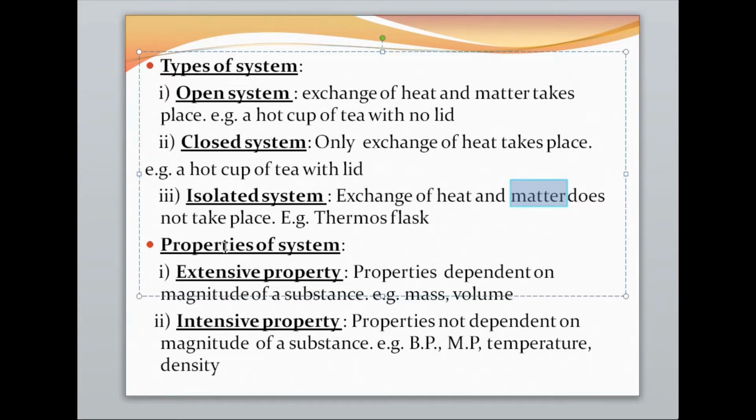Next is properties of a system. Now, what are the properties? There are two types of properties. One is extensive property and the other one is intensive property. In extensive property, properties are dependent on the magnitude of a substance. Example, mass and volume. For example, if I say 10 grams, 20 grams, so what am I changing? The number. So 10, 20, 30. So that becomes an extensive property.